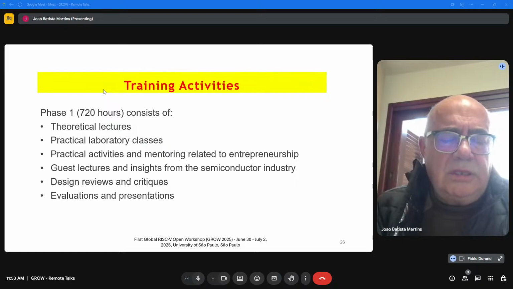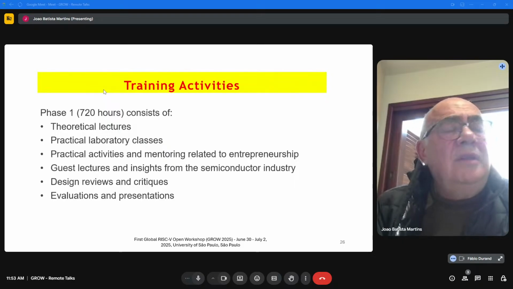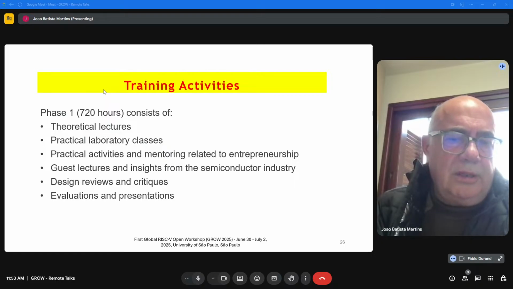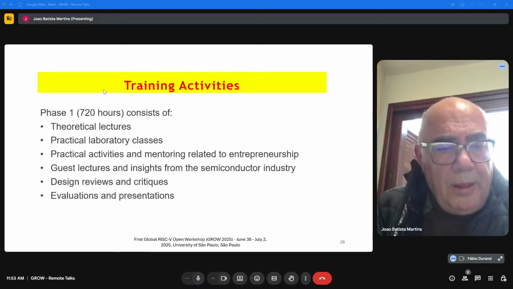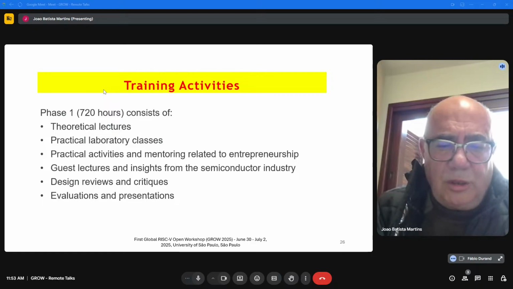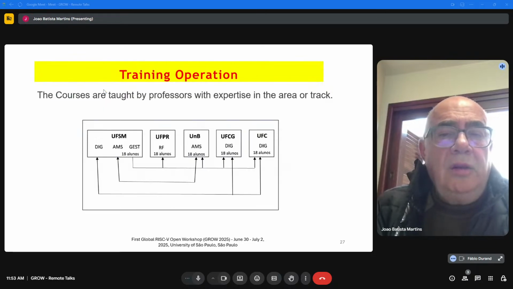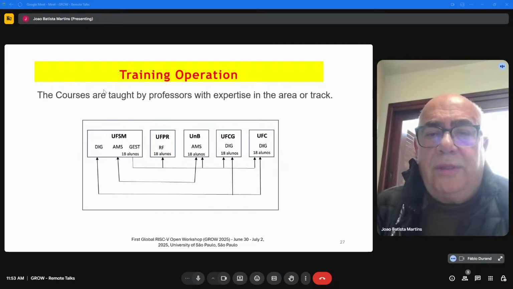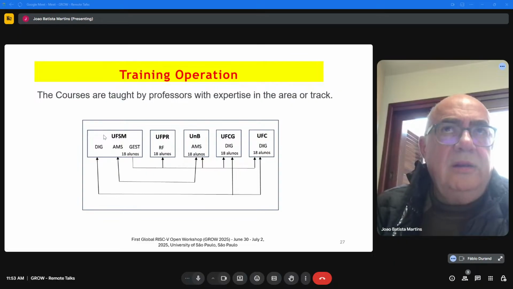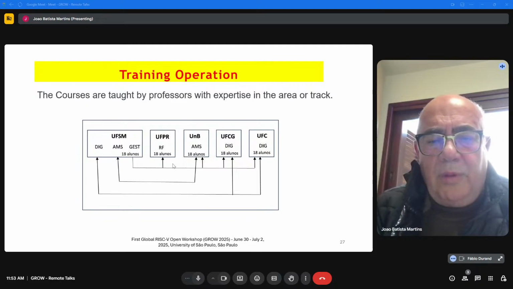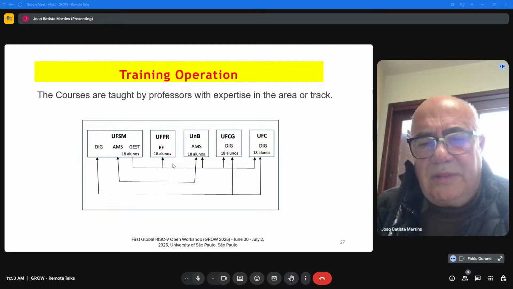The course, with 760 hours, consists of theoretical lectures, practical laboratory classes, practical activities, and mentoring related to entrepreneurship, guest lectures, insights from the semiconductor industry, design reviews and critiques, evaluations, and presentations. In training and operation, the courses are taught by professors with expertise in the area of the track. In the UFSM, there are three tracks, and UFPR one track, UNB one track, UFCG one track, UFC one track.